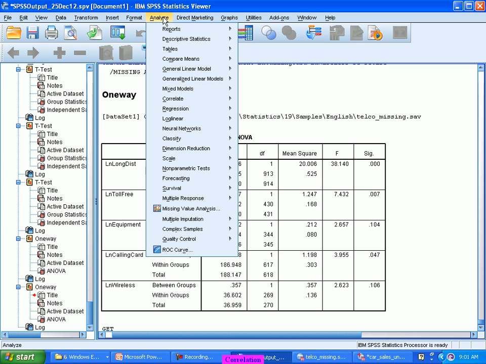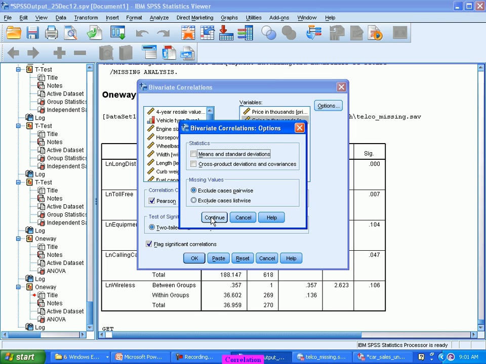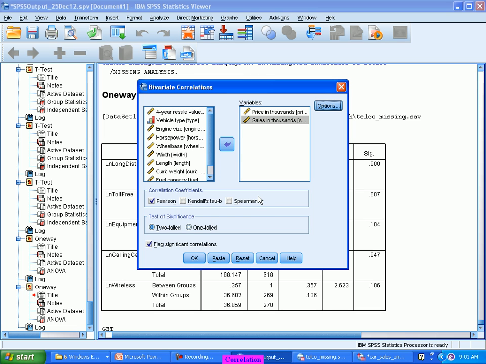So initially Analyze, then I am going with Correlate, Bivariate correlation. Correlation between two variables. Partial and all I'll deal with in regression. So there is a correlation between two variables. What are the two variables I am looking at? One is the price in thousands and the other one is sales in thousands. These are the two variables between which I want to find out the correlation. Rest all leave it out.